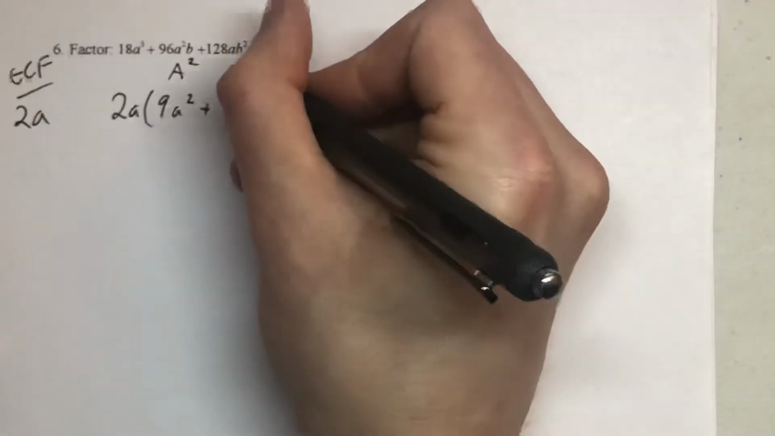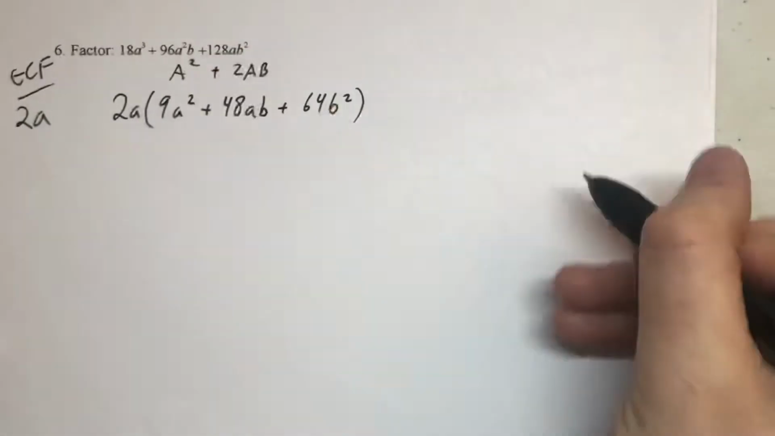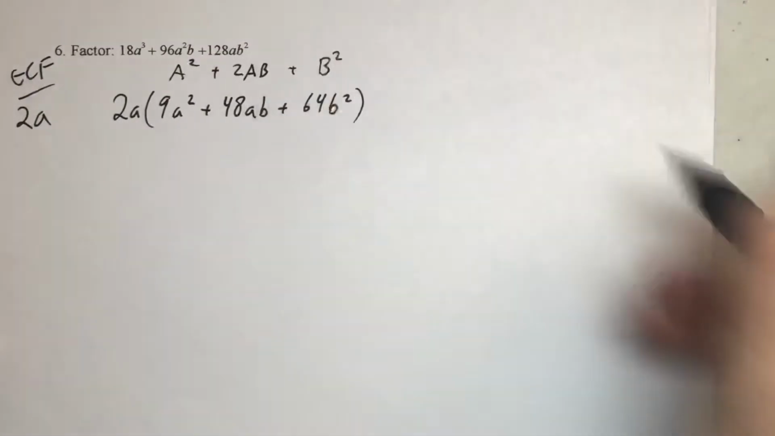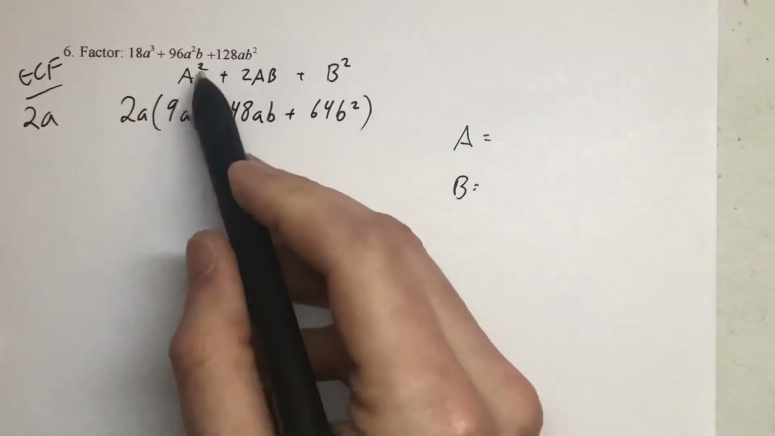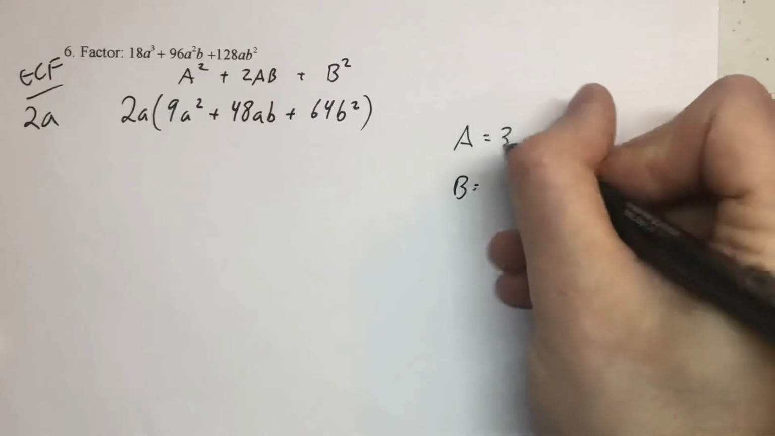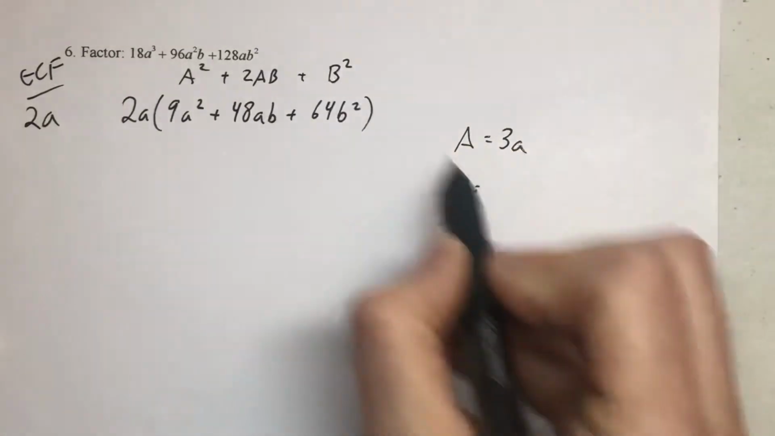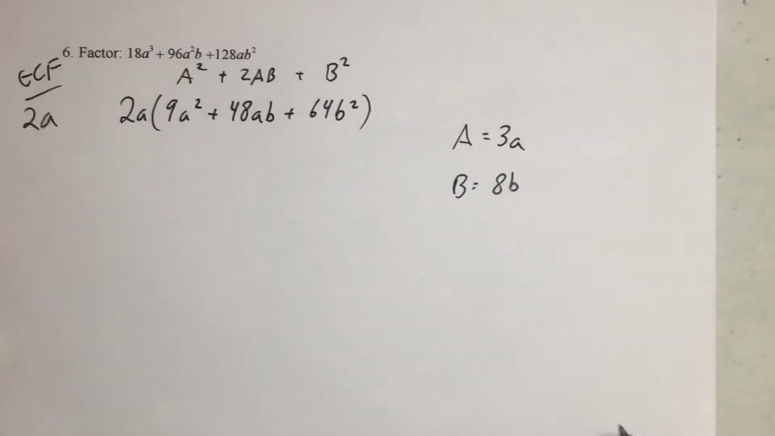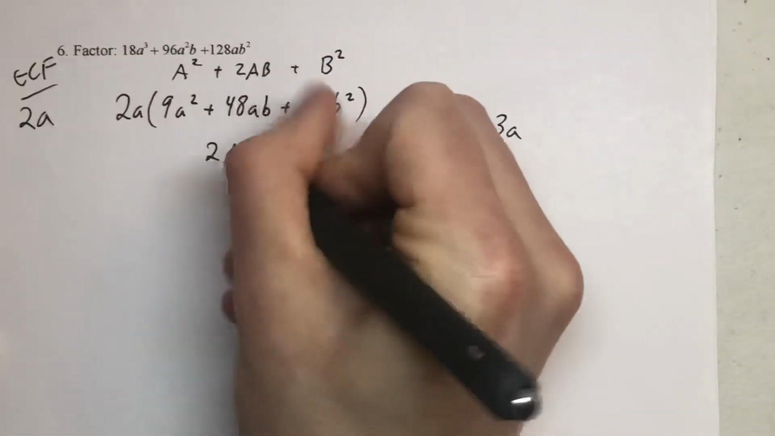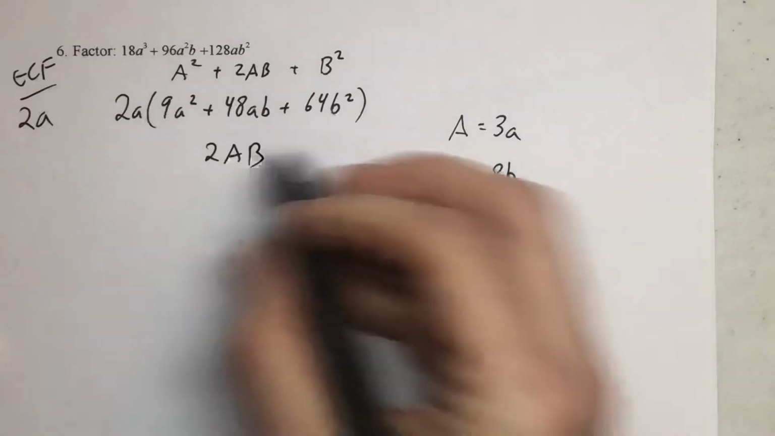This is a squared, that's supposed to be plus 2ab, that's supposed to be b squared. Well, let's find a and b first. What would you square to get 9a squared? You'd square 3a. What would you square to get 64b squared? 8b.